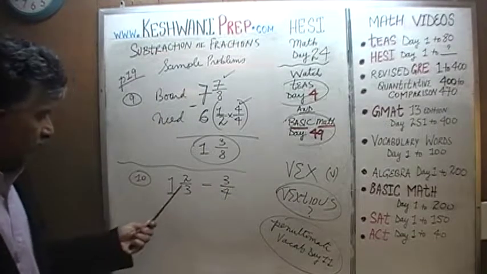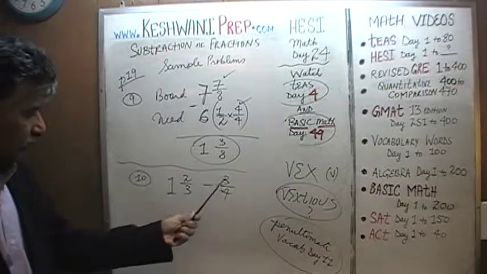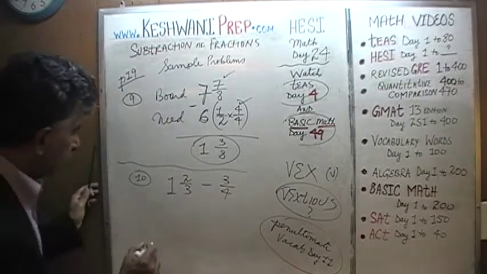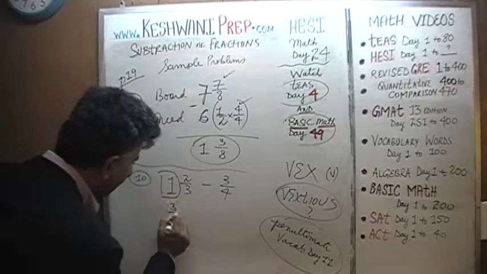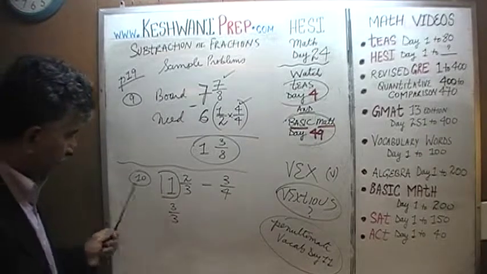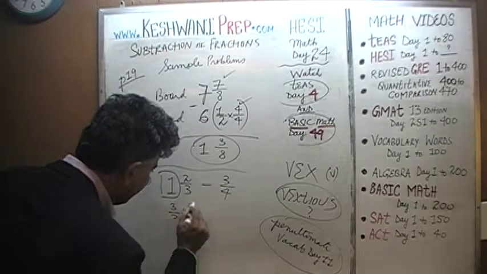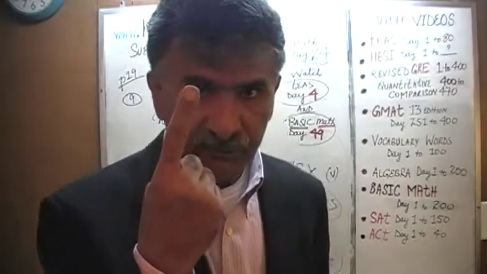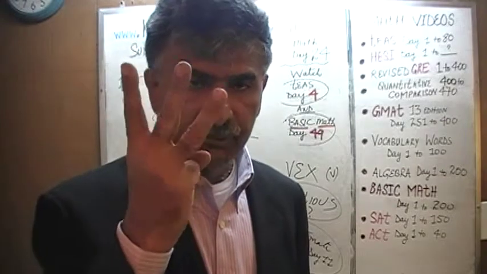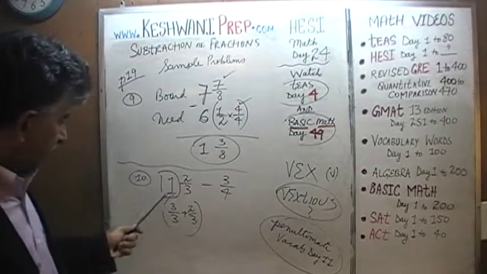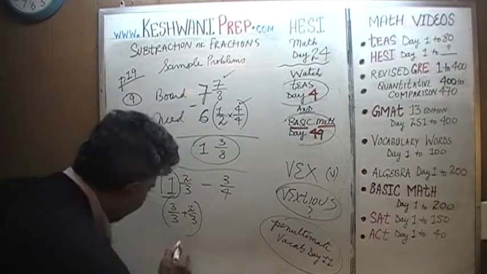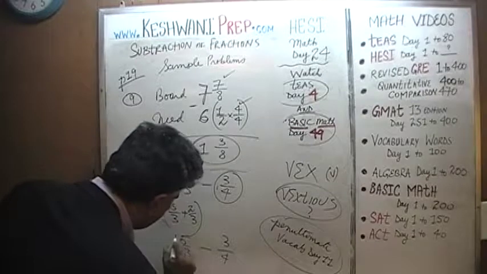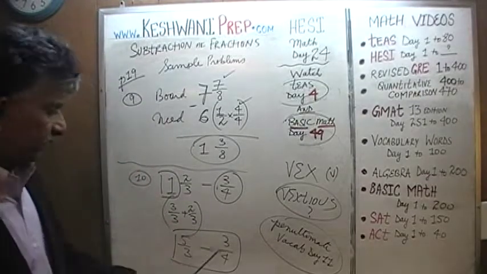Obviously, we cannot subtract 3/4 from 2/3, because 3/4 is more than 2/3. So we have to do something here with the 1. This 1 can be written as 3 over 3, so 1 2/3 is 3/3 plus 2/3. 1 is made up of a third and a third and a third, 3/3 make a 1. So we have 5/3 minus 3/4.